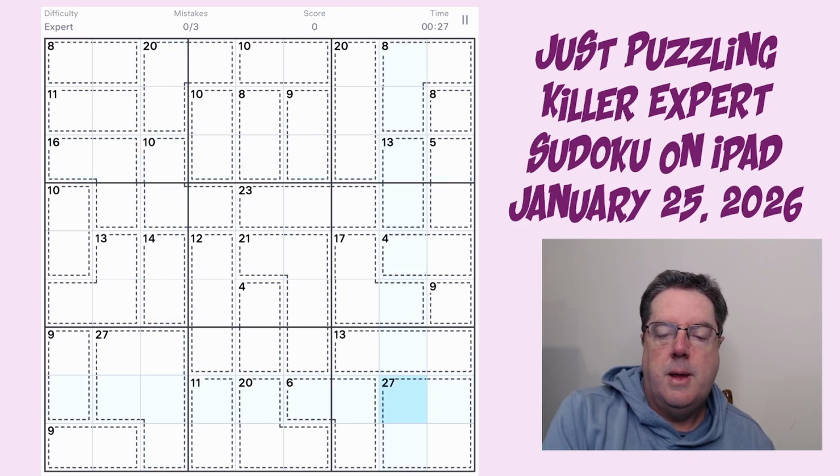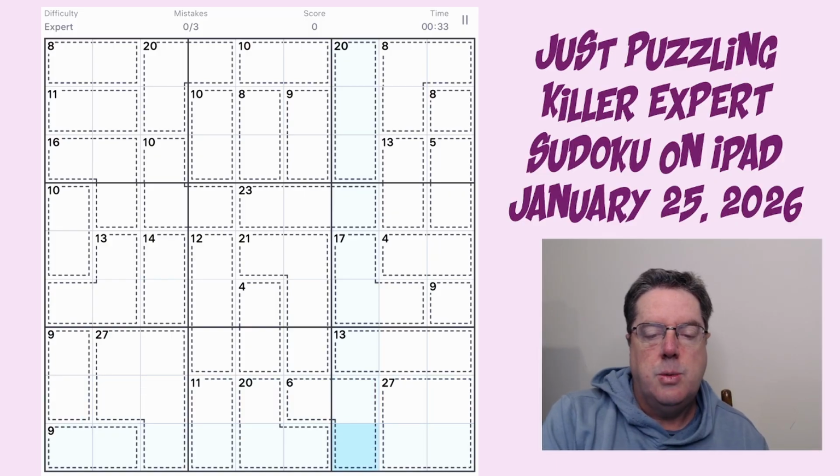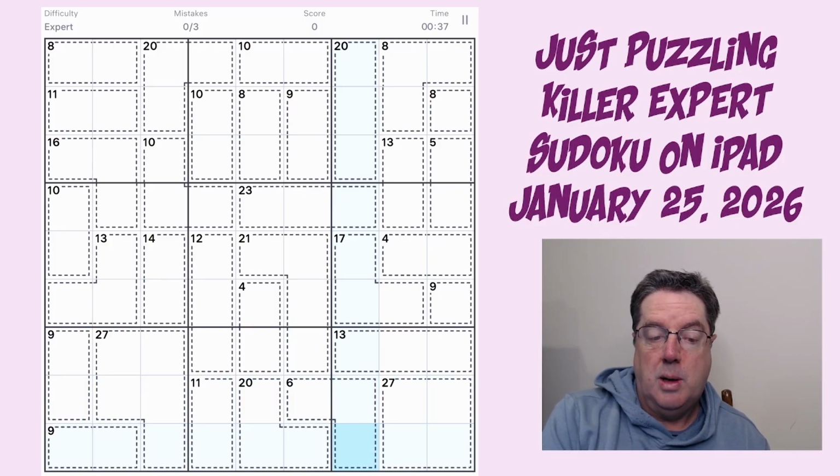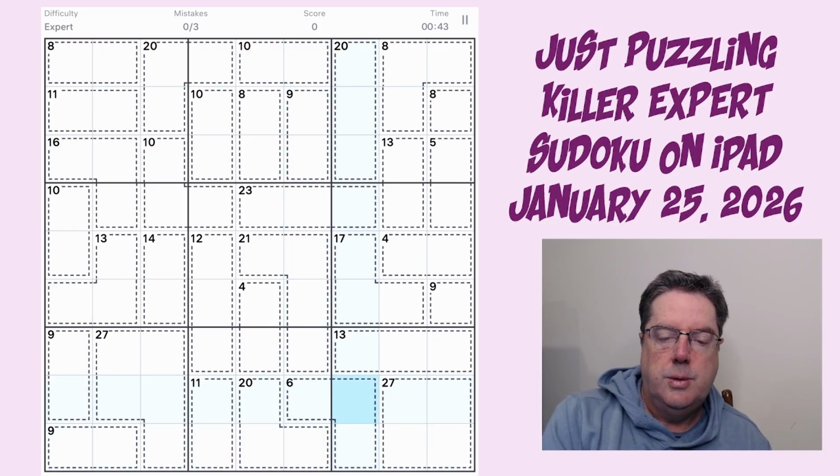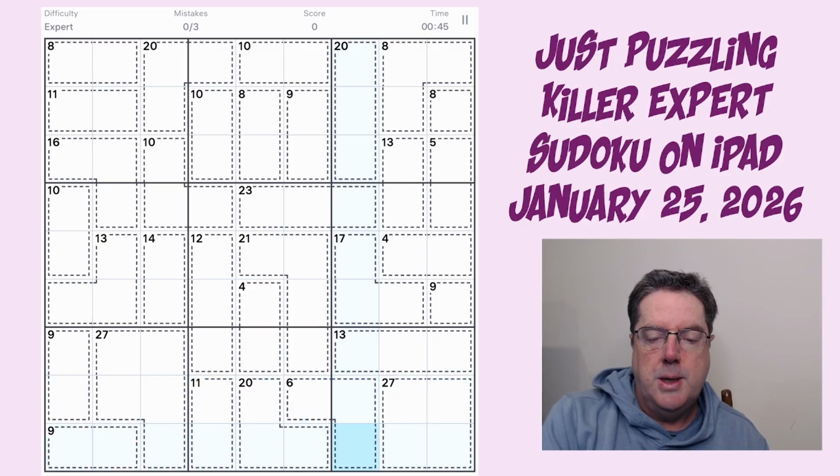Then from there, there are these dotted lines with a number in the top left-hand corner. These are called cages. In a cage, we need to have unique numbers that add up to the number in the top left-hand corner. Pretty simple. So say, for example, this 6 here is a 3-cell cage, which means it can only have the numbers 1, 2, and 3 in it.